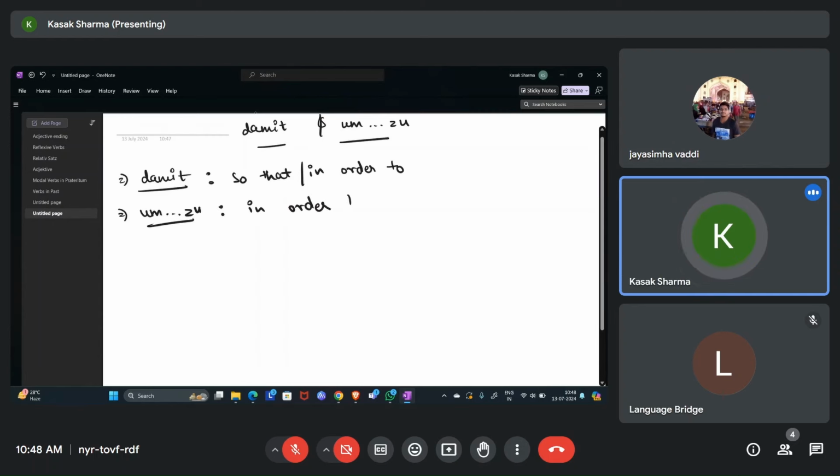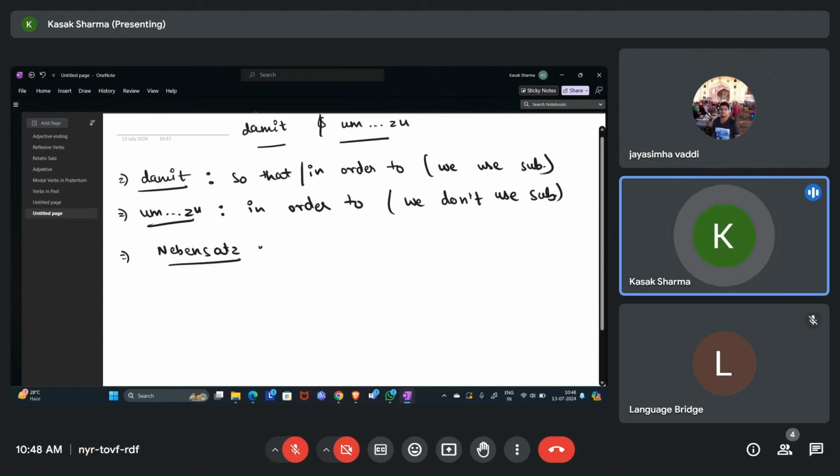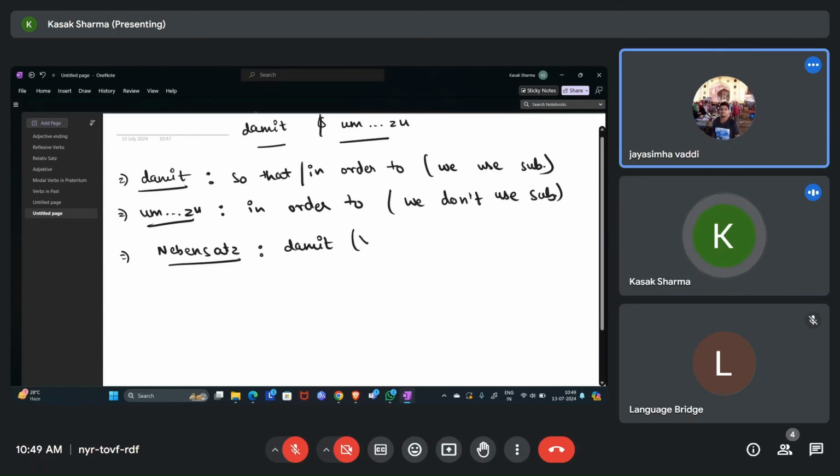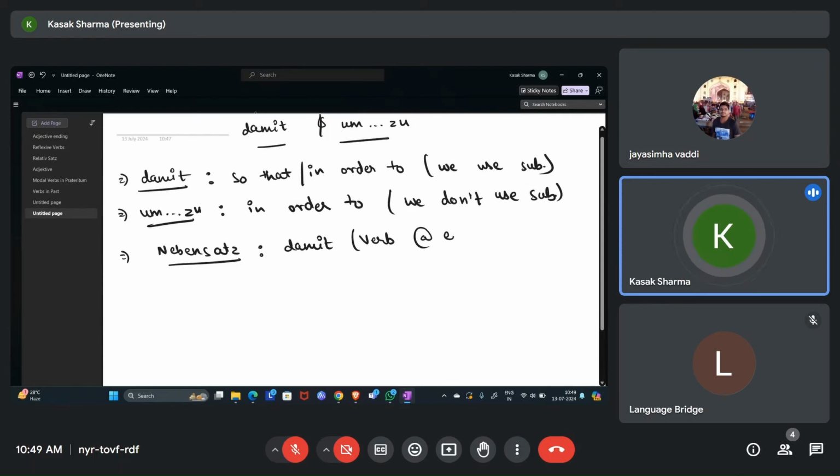Basically, the meaning of these two is the same, but the difference is that in damit we use a subject, as in we mention the subject, while in um zu we don't mention the subject, such as ich, du, er, sie, he, she. And damit forms a Nebensatz, as in the verb goes at the end.